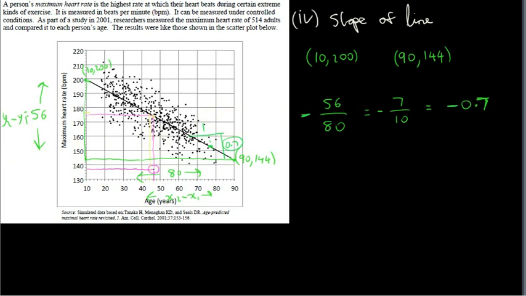The other way to do this is just to use the formula y2 minus y1 over x2 minus x1. So we label one point x1, y1 and the other point x2, y2. So the slope is y2 minus y1 over x2 minus x1, and if we plug all the values into this, we'll get out minus 0.7.